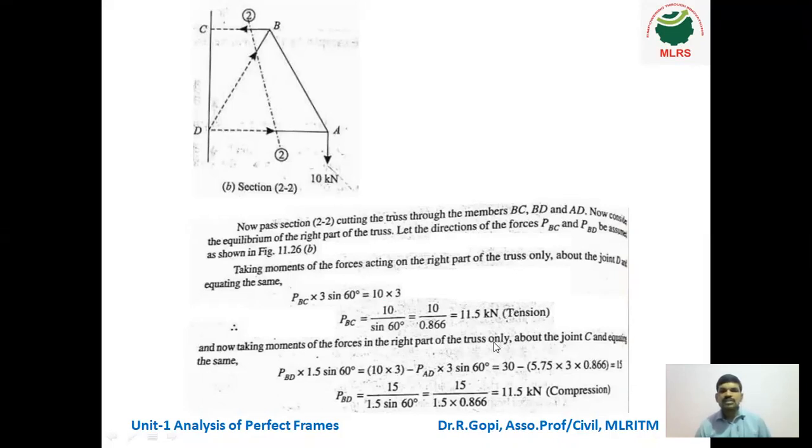Okay, students. So this is the method of sections problem. Okay, thank you.